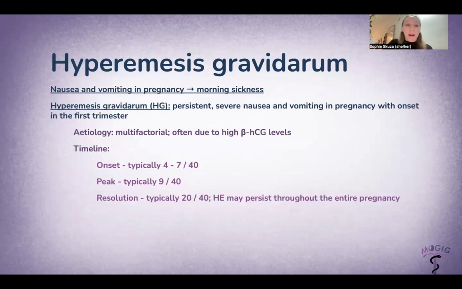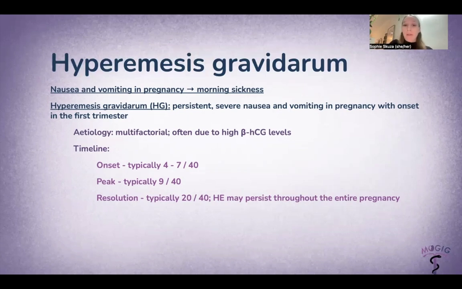So again, a little bit of background. Nausea and vomiting in pregnancy is also known as morning sickness, but specifically hyperemesis gravidarum refers to the persistent, severe nausea and vomiting in pregnancy with onset in the first trimester. The etiology behind this is multifactorial, but it's often due to high beta-HCG levels.